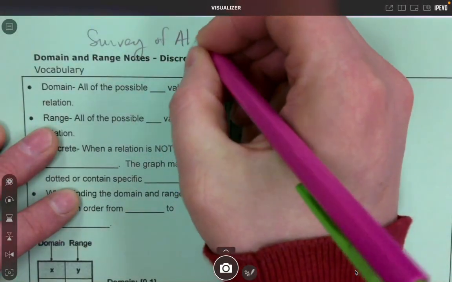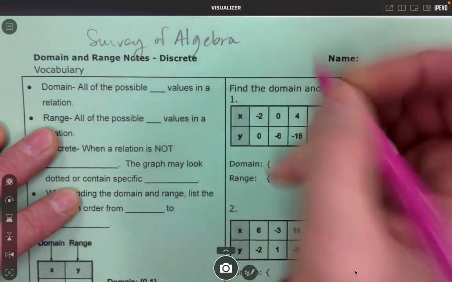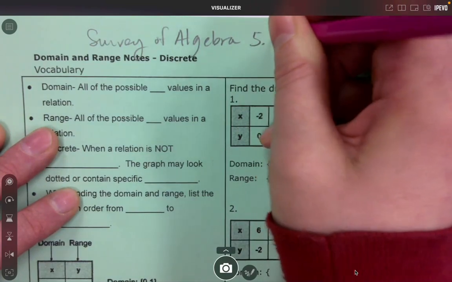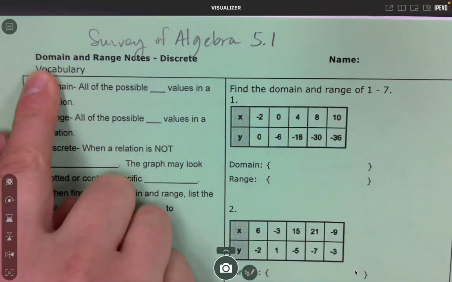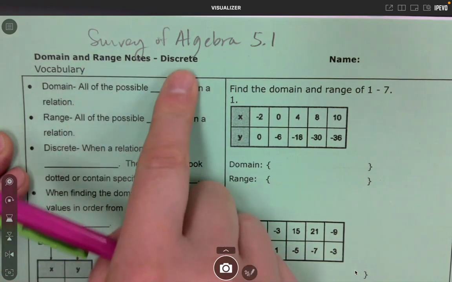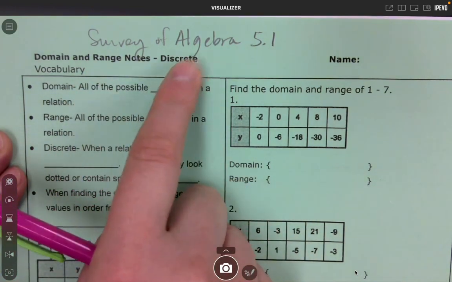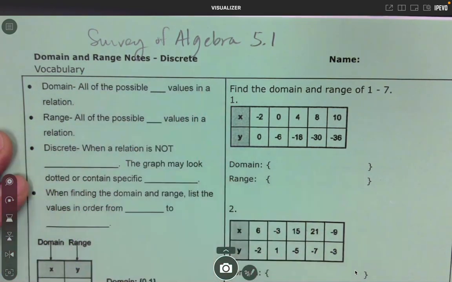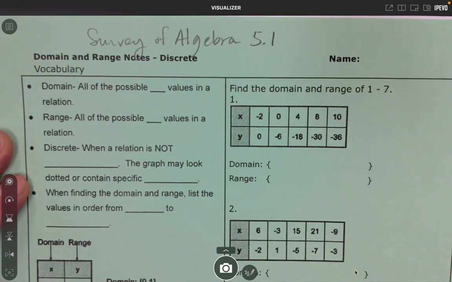Hello class, these are our survey of algebra notes for section 5.1. We're looking at domain and range, and then also discrete or continuous. And so this is going to be a pretty small thing, discrete or continuous. We'll continue on talking more about that this week.